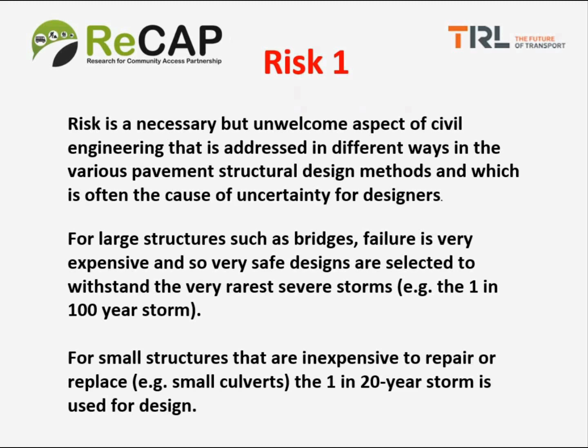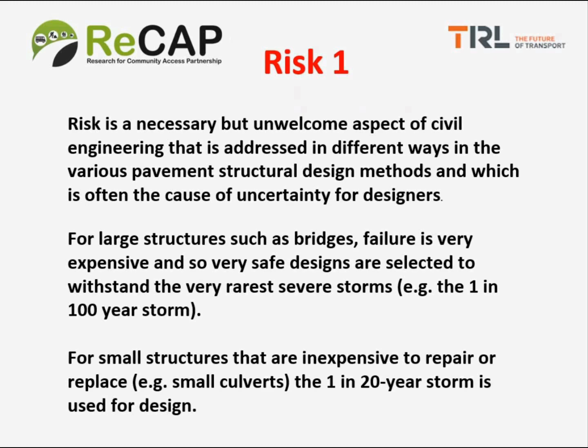Andrew has mentioned storm intensity and storm severity. The storm that occurs on average once every 100 years is the most severe storm. Designing for the very rarest storm events, maybe we should be designing our roads for something like that. But for small structures that are inexpensive to repair or replace, the 1 in 20 year storm, which is obviously not so severe, is used for design. So what do we do with our road itself, or more common storms?